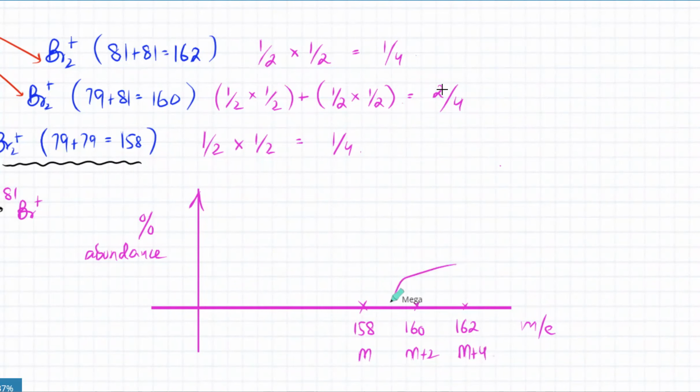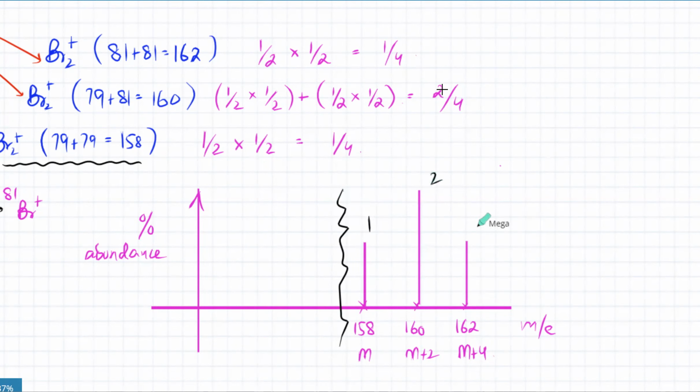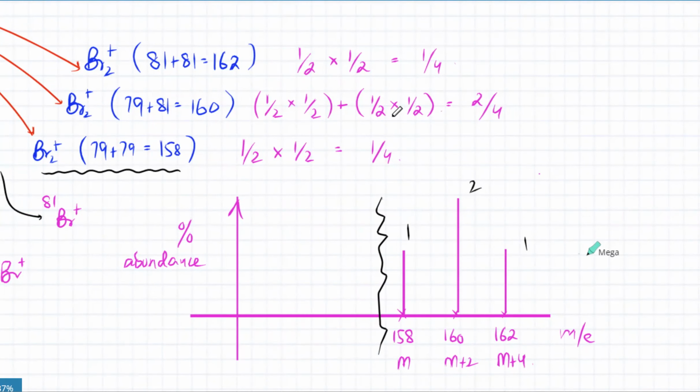And the ratio of the heights would be 1:2:1. And then you'll have smaller, tinier fragments, which we are not interested in at the moment. So it's 1:2:1. That's the probability, that's the relative abundance. Detecting this particle, this Br2+1, has a higher probability compared to the other two. So the middle one is going to be detected more. Is that clear? Yes, sir.